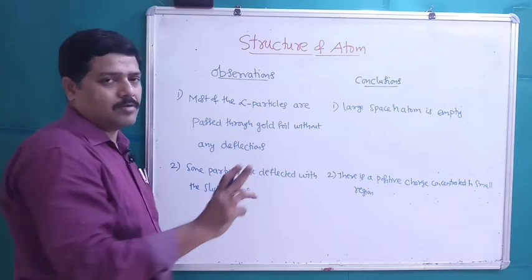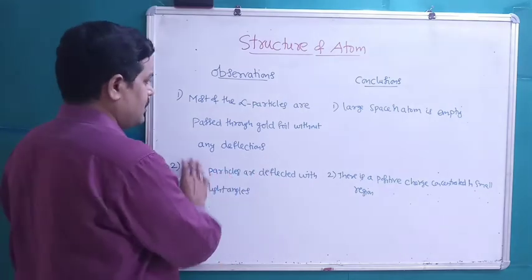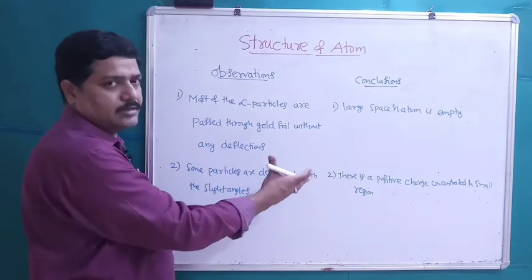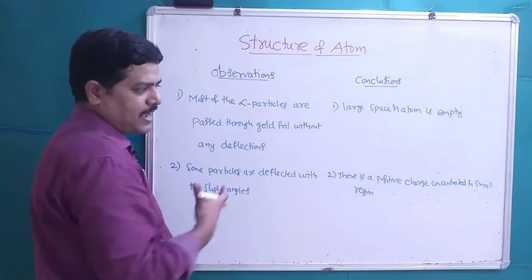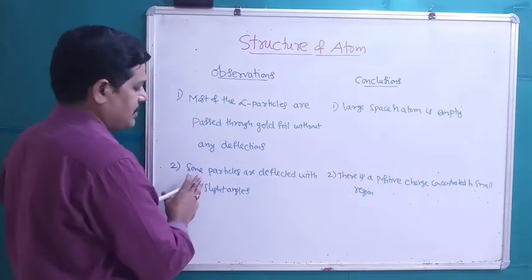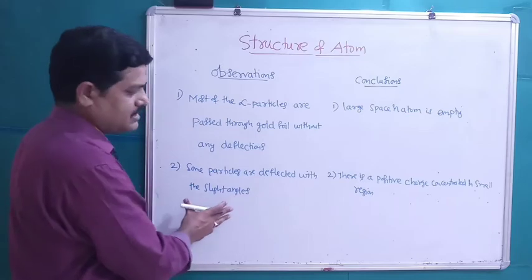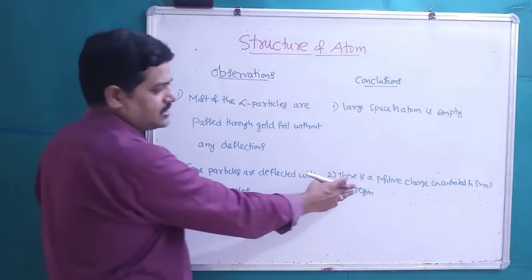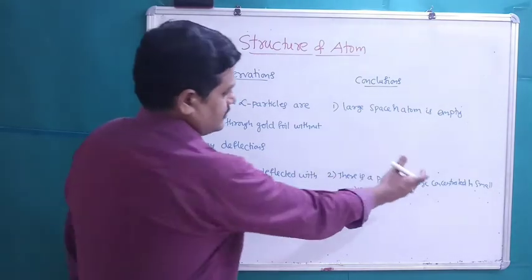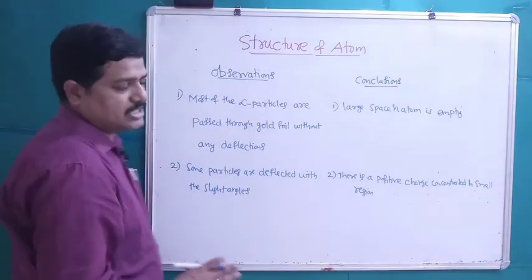If the Thomson model were correct, what should happen? Most of the particles should deflect or bounce back. But here, some particles were deflected with slight angles. The conclusion is that there is a positive charge concentrated in a small region, right?